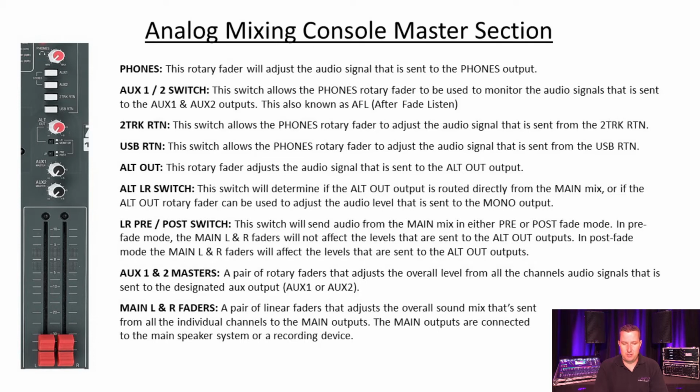The alt out is a rotary fader that adjusts the audio signal that is sent to the alternative output. The alt LR switch is a switch that will determine if the alternative output is routed directly from the main mix or if the alternative rotary fader can be used to adjust the audio level that is sent to the mono output. The LR pre or post switch.